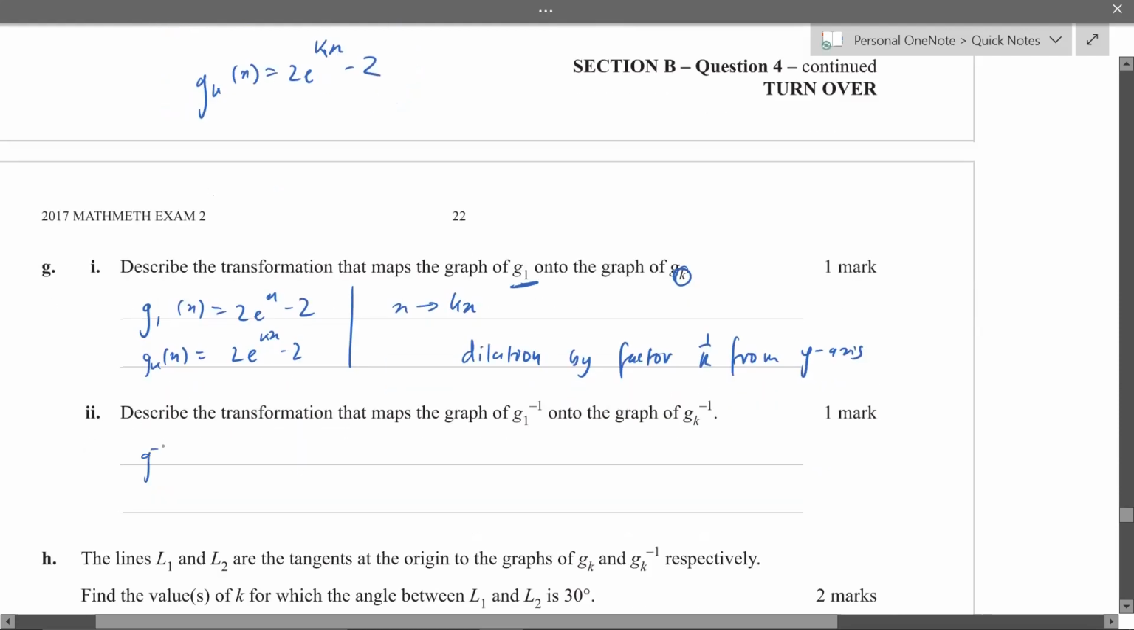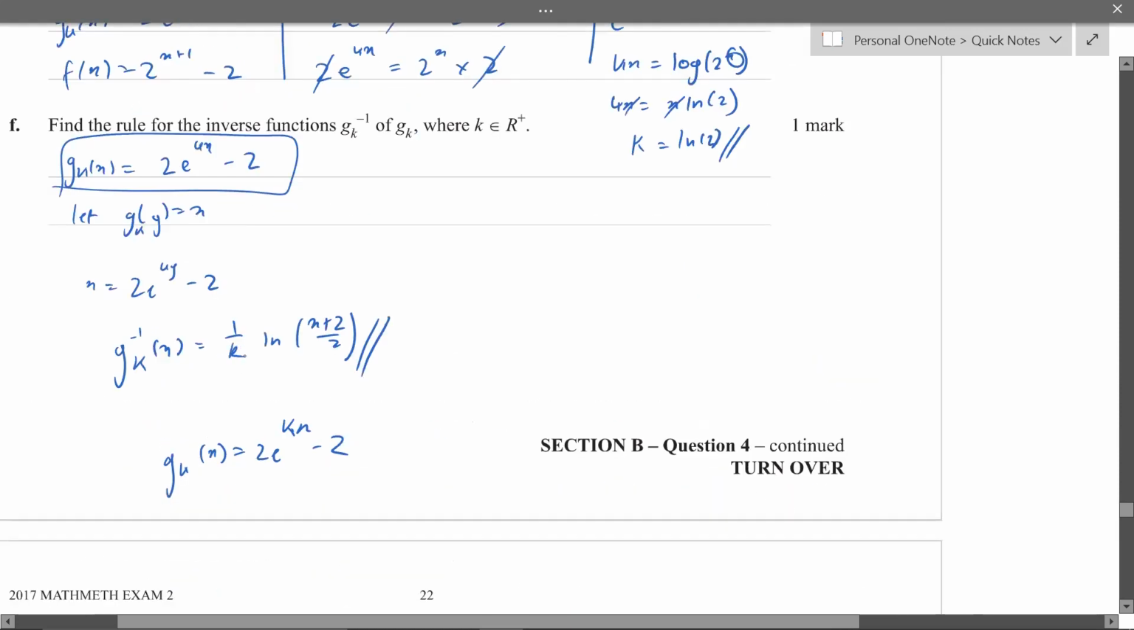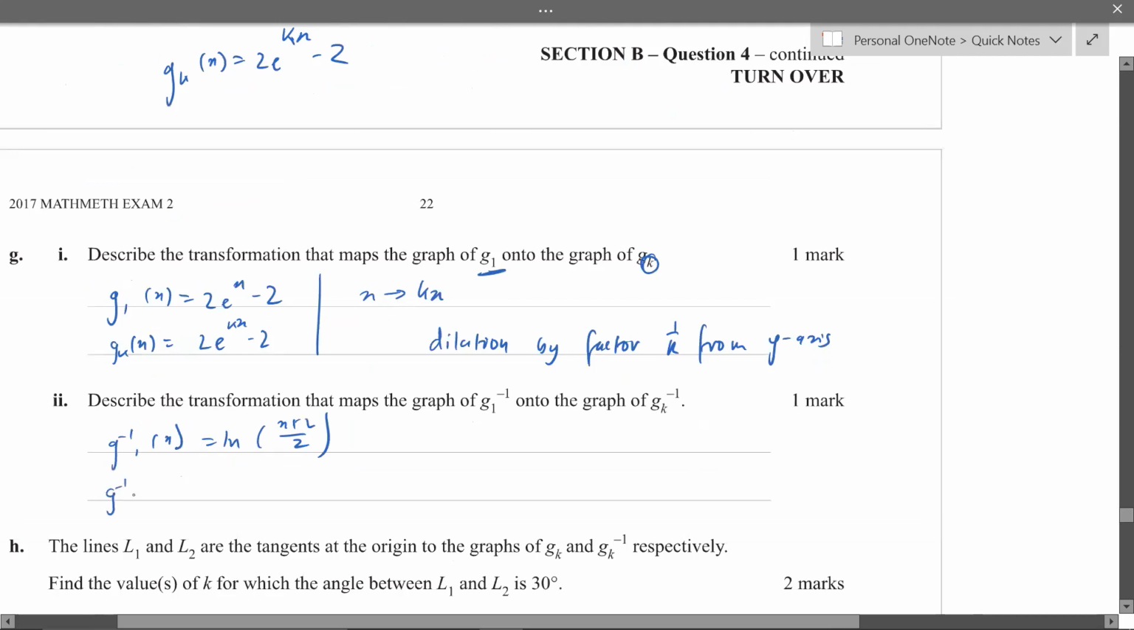So g inverse k, 1. G inverse 1x is ln x plus 2 on 2. Again, just replacing the k here with a 1. And then g inverse kx is 1 on k ln x plus 2 on 2. So if it's going from 1 to 1 on k, then you can see it's been dilated by a factor of 1 on k from the x-axis.